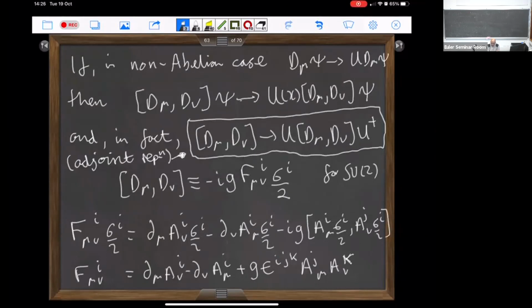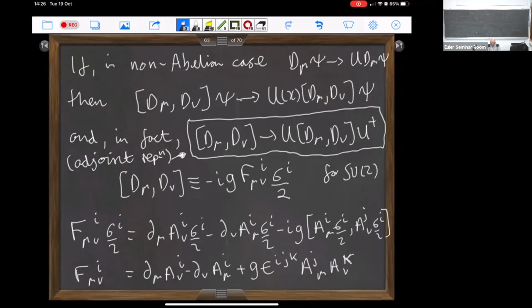Now, in the non-abelian case, we have this property that D mu psi transforms as U times D mu psi. And so the commutator acting on psi also transforms in the same representation. In fact, the commutator transforms in the representation in which you multiply on the left by U and on the right by U dagger. This is called the adjoint representation.